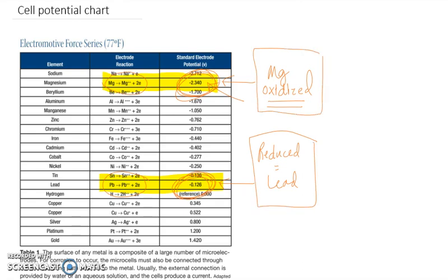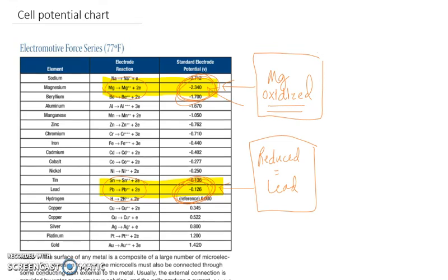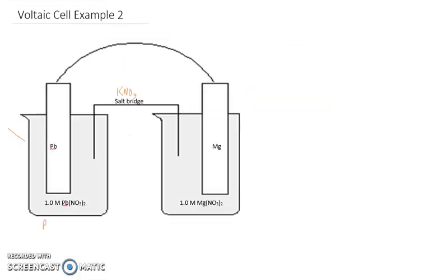And how do we know that? We look at the values in the chart. The one that's the more positive is going to be the one that's going to be reduced because it's written as a reduction potential. All right, so back to our example. We know that lead is going to be reduced, and I like writing that right away, and that the magnesium is going to be oxidized. Now we're going to write out those reactions, which I found over the years that kids struggle with the most.